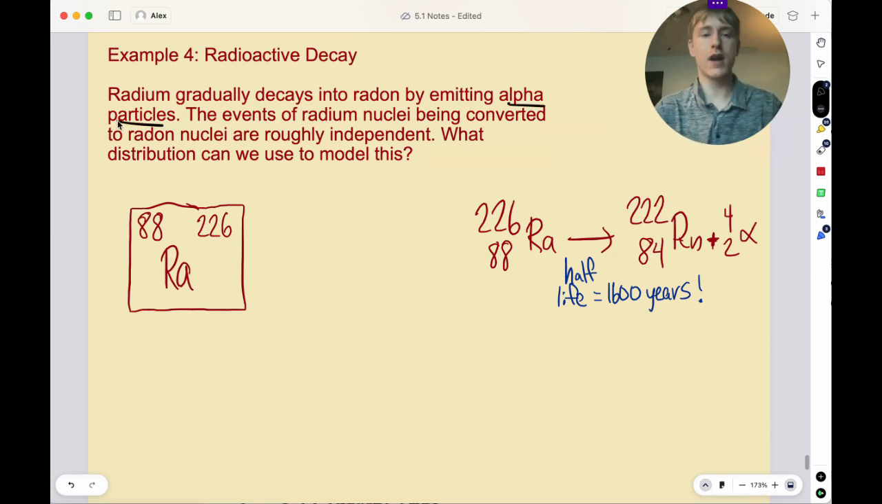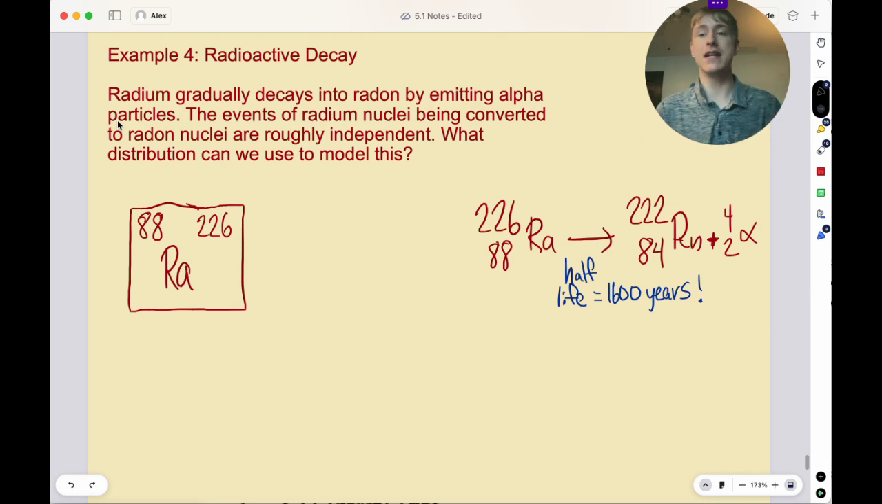You don't really need to know what an alpha particle is. It's kind of a helium nucleus. But what you do need to know is that for every alpha particle created, that clues you in to one radon or one radium being converted to a radon. The events of the radium nuclei being converted to radon nuclei are roughly independent. So if one occurs over here, that's not going to influence the probability that others occur.